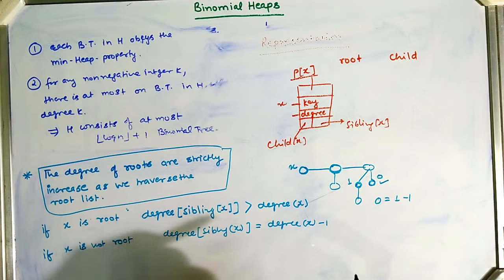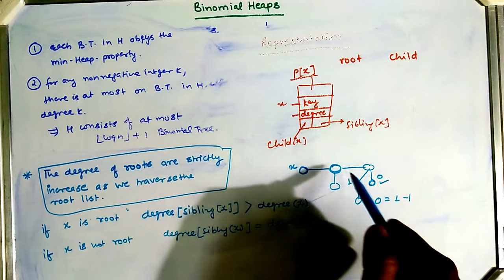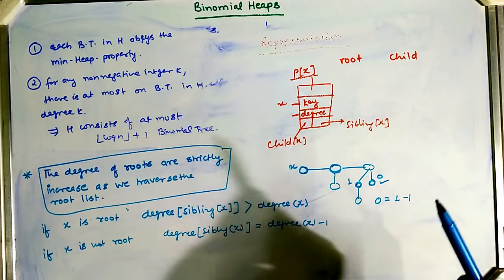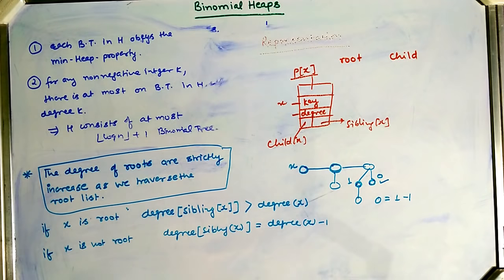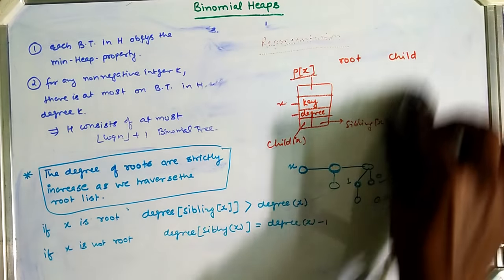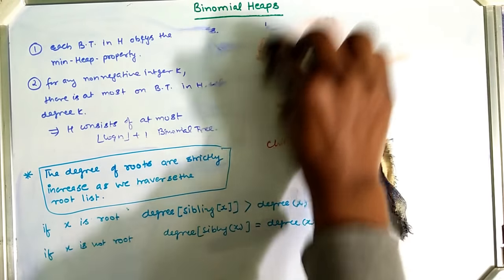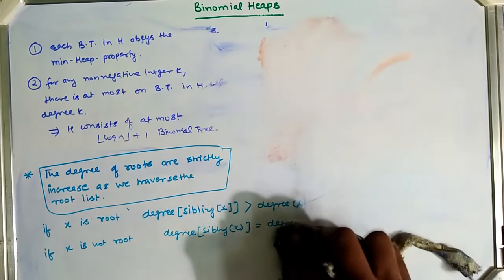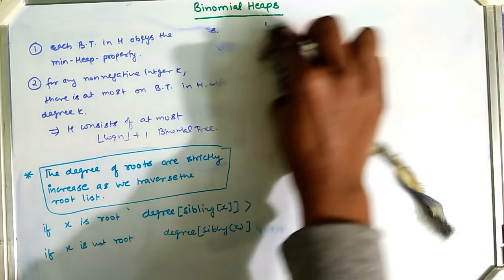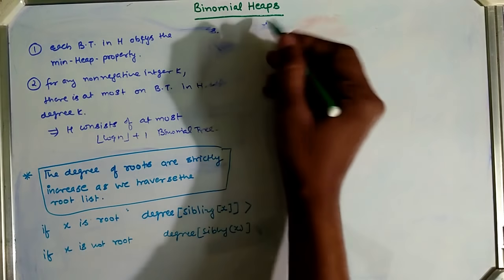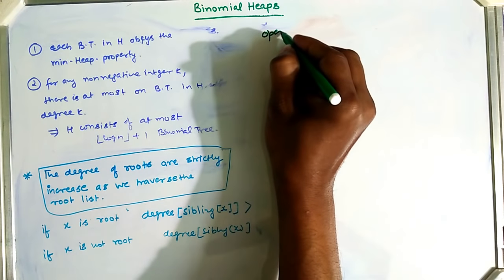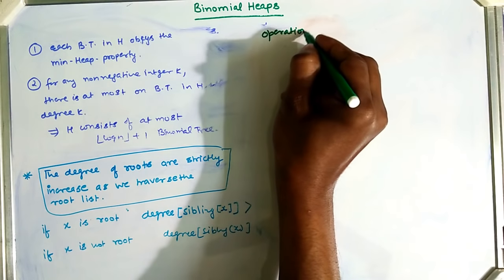In the root list, the nodes are arranged in increasing order of degree. So these are all the properties of a binomial heap. Now we perform some operations on the binomial heap. So let's start with the operations on a binomial heap.